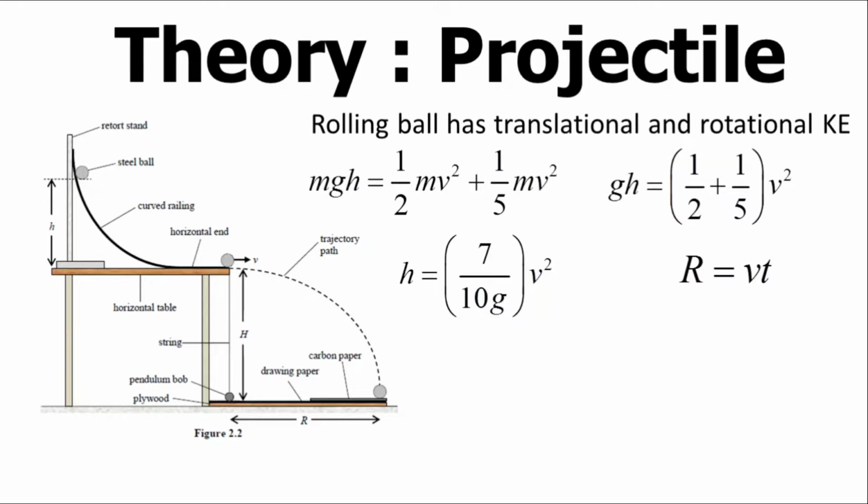We can substitute the equation of v in terms of R and t. This leaves us with the equation h equals 7/(10 g t squared) times R squared. The value of t squared can be obtained from the extrapolation of the free fall graph.